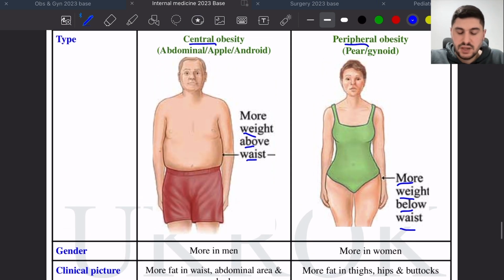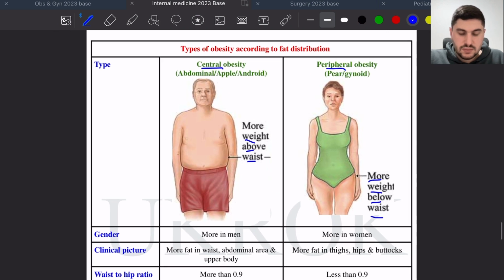Central obesity is more in men. And to know about this, you need to calculate the waist to hip ratio. So the circumference of the waist and circumference of the hip, and then divide them, and then you have a ratio. In central obesity or abdominal or apple or android type of obesity, then we have waist to hip ratio more than 0.9, meaning the waist is more than the hip.